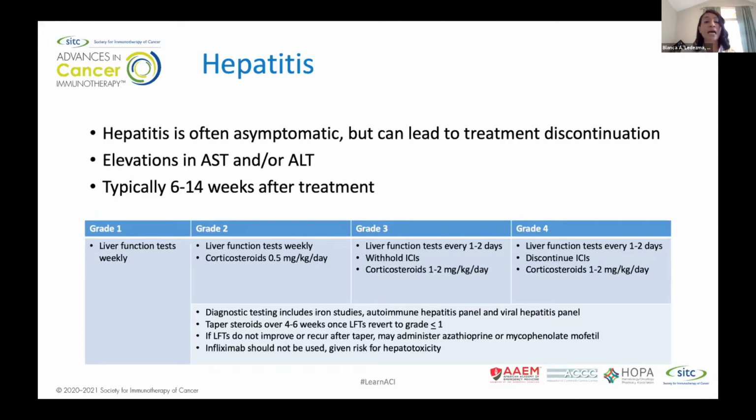And if a patient does not improve or recurs during their taper, you can consider administering azathioprine or mycophenolate. And infliximab is not something that should be considered for this particular IRAE because of the hepatotoxicity.